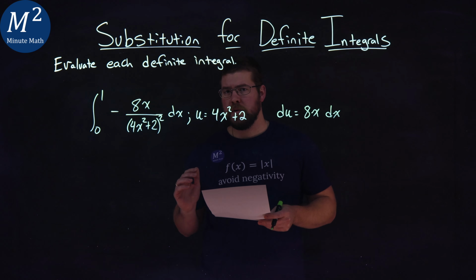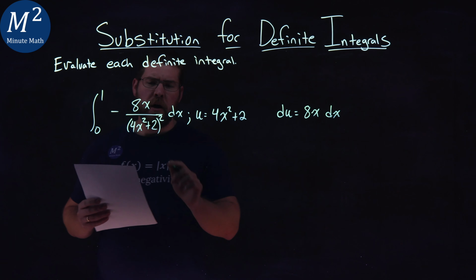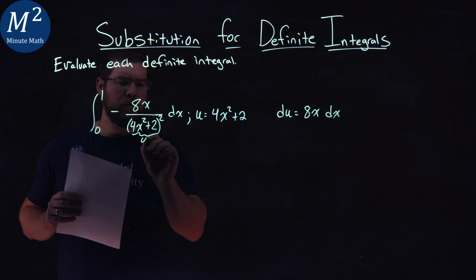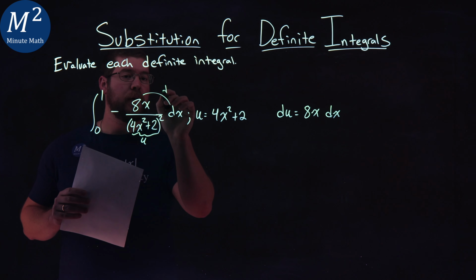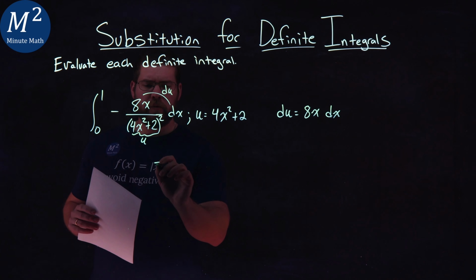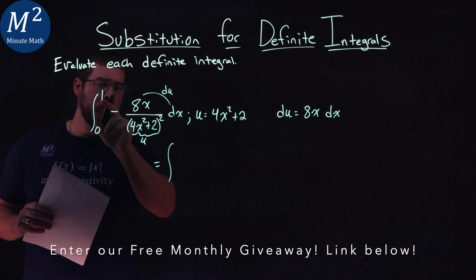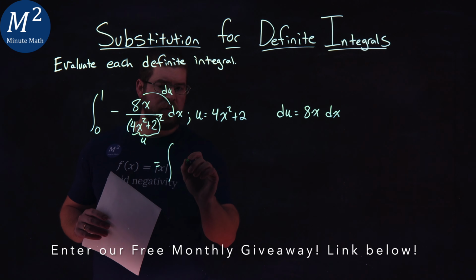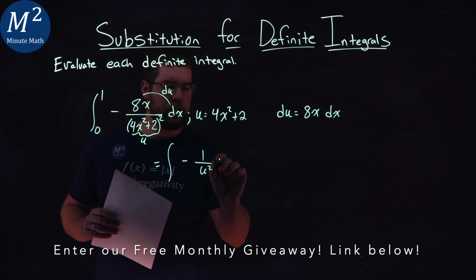Pretty simple du here. So let's see if we can write this integral in terms of u. Well, we have a u down here that gave us the 4x squared plus 2. My du, we have 8x dx, right here, pretty simple. So we can rewrite this in terms of u. Integral, ignore the 0 to 1 right now, and we have a negative, don't forget it, 1 over u squared du.